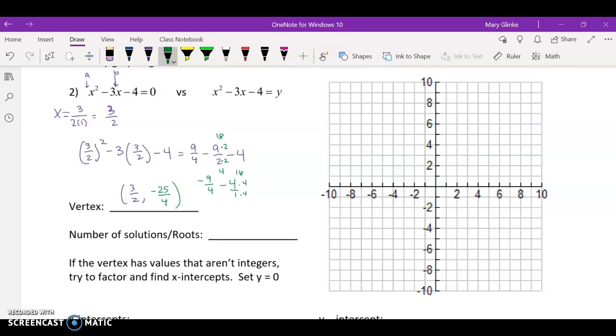So 3/2 is about 1.5, and then negative 25/4 is about here. Now for this one, my 1, 3, and 5 pattern is not going to look nice. So if I go over 1 and up 1, then over 1 and up 3, and then over 1 and up 5, I end up getting something like this. One more.